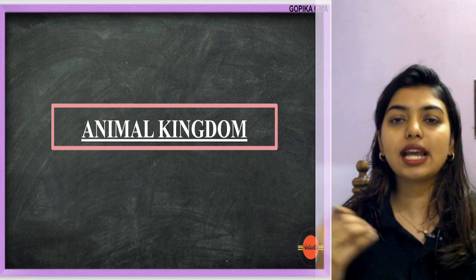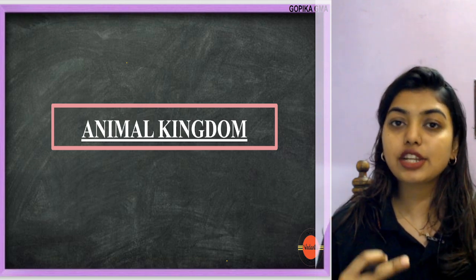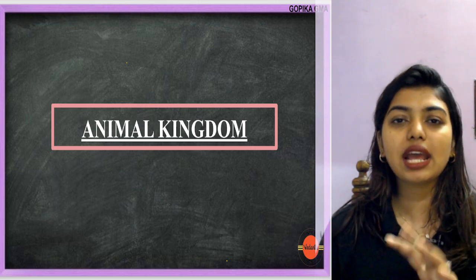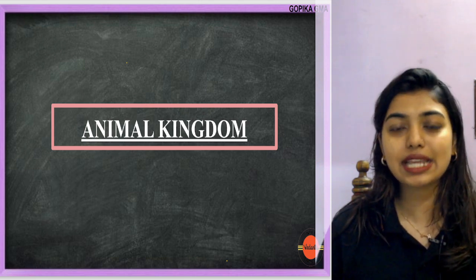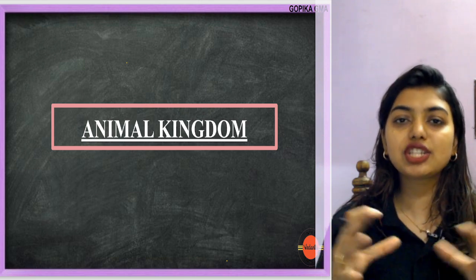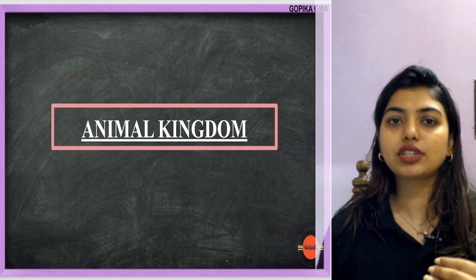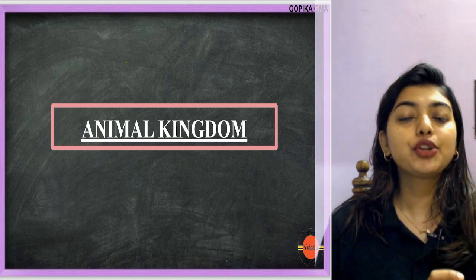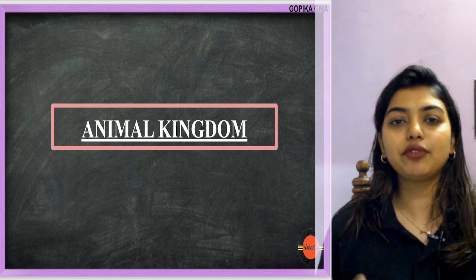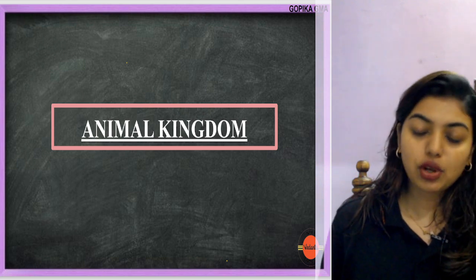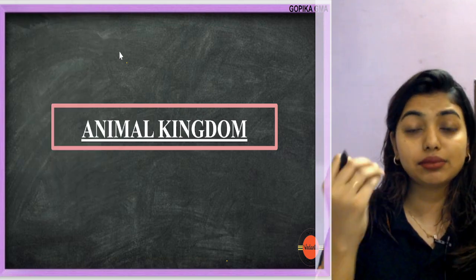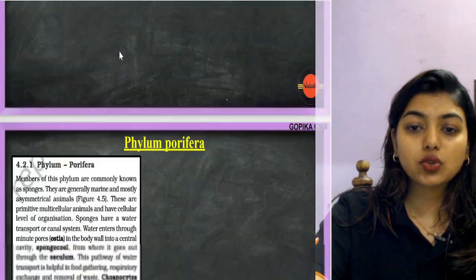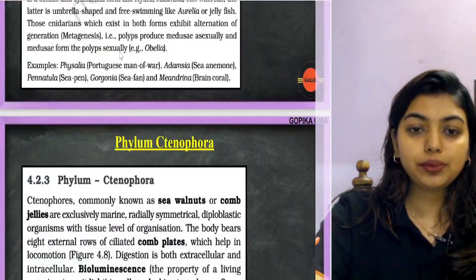Last class I had done polyphyla, coelenterata and ctenophora, three phyla, and some basic terms like coelom, diploblastic, triploblastic, segmentation, digestion, all these general terms which we are going to come across in this chapter. Today we are going to continue animal kingdom from where we stopped. We are going to start from platyhelminthes. So let's directly dive into the video.